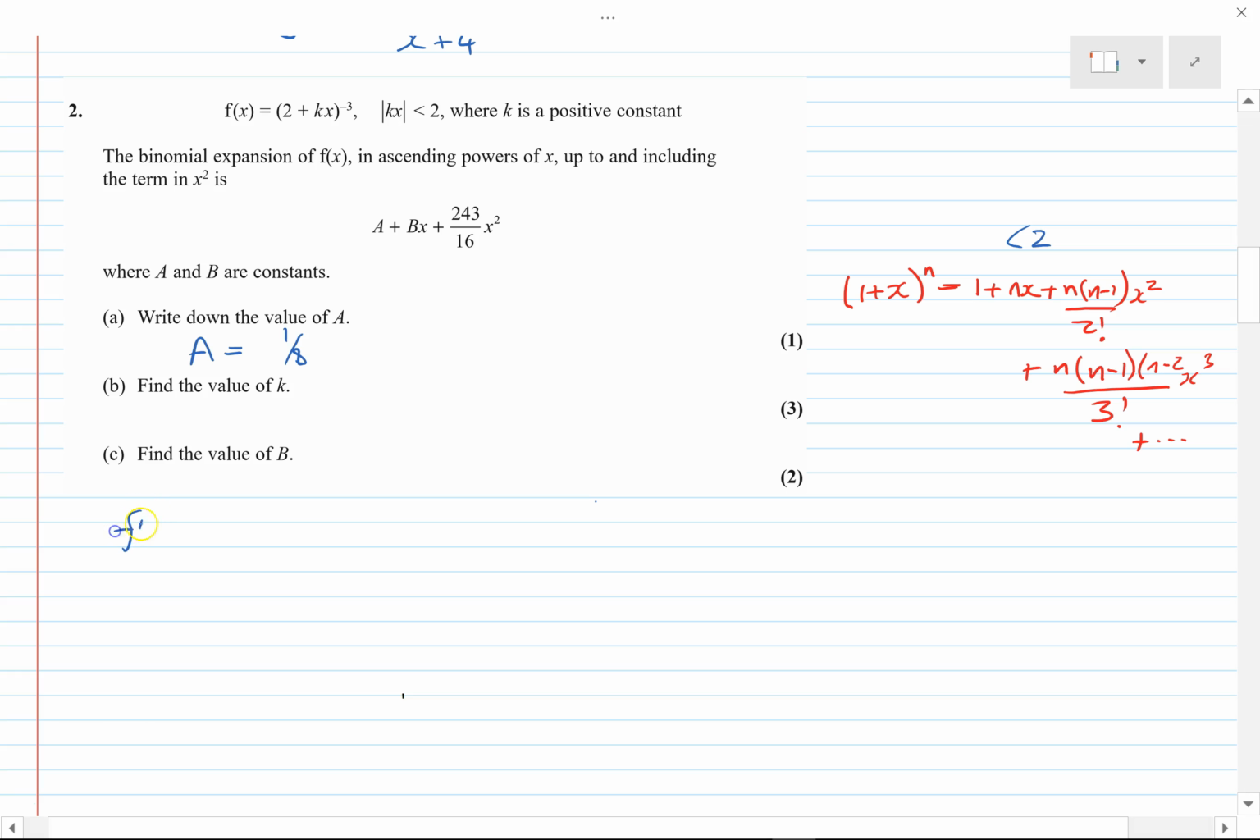Anyway, we've got f of x is 2 plus kx to the power of minus 3, which is 2 to the power minus 3, 1 plus k over 2 x, to the power of minus 3, like so, and that hopefully justifies why a equals 1 over 8.